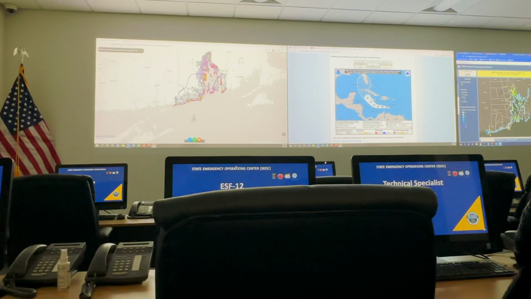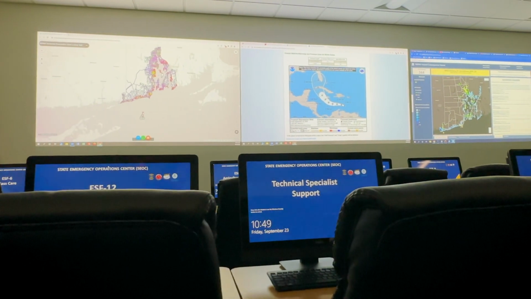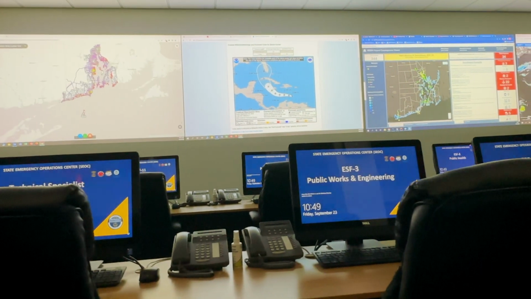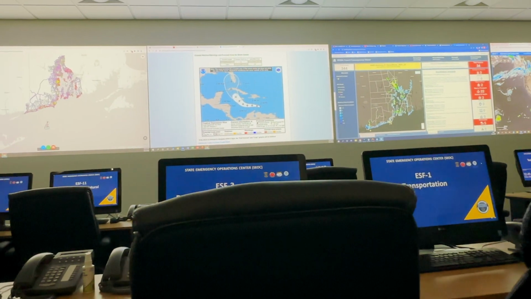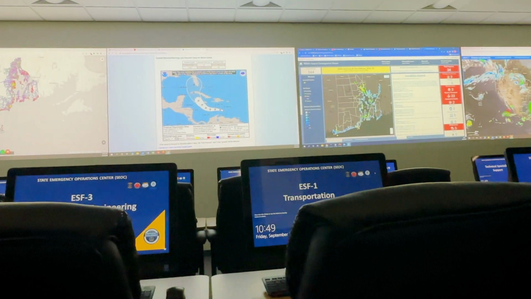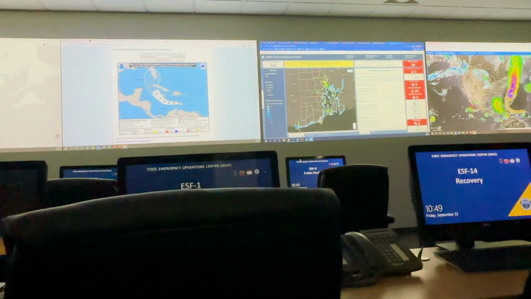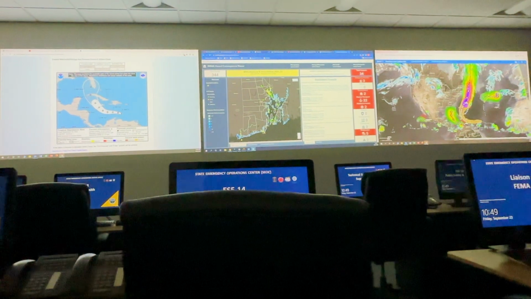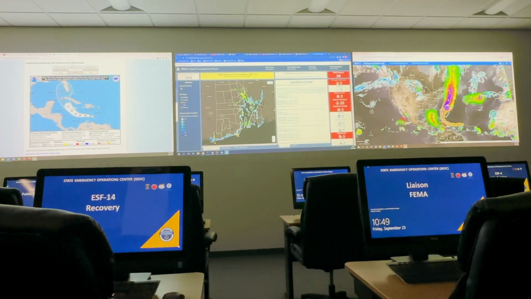Okay, a lot of those people will be sitting in this room on the monitors during a real emergency, and they'll be looking at the information that's up on the screen, which is going to be real-time information. And that works with the modeling program that has also been created at the University of Rhode Island.